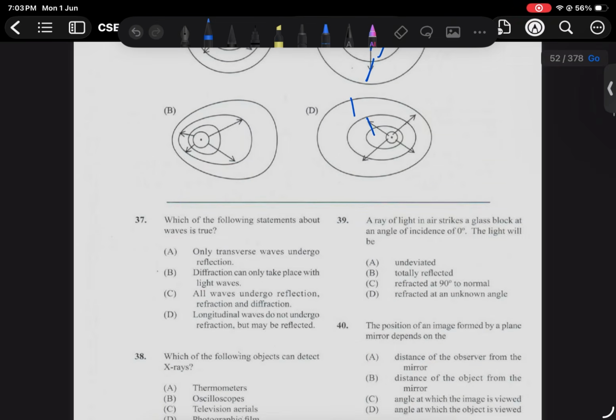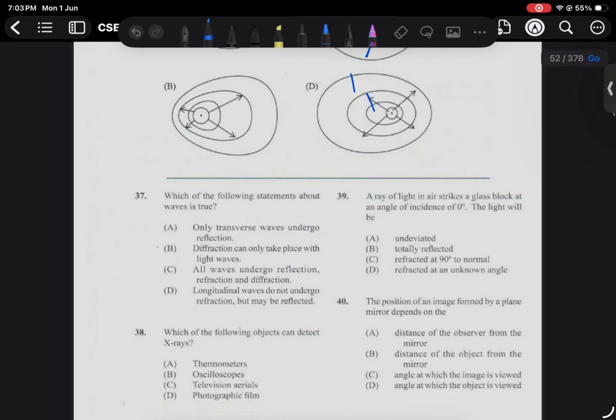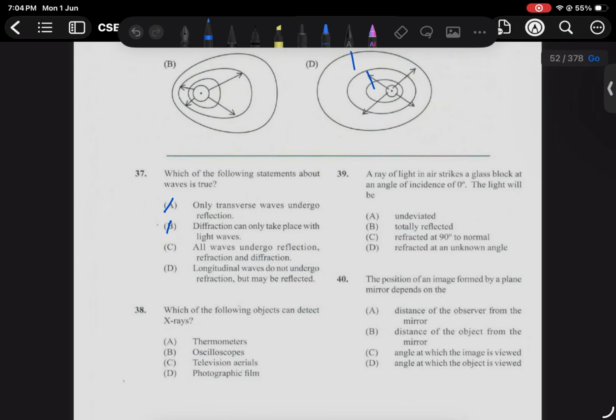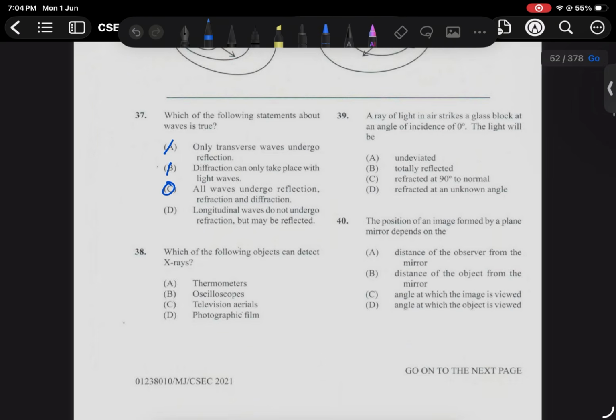So which of the following statements about waves is true? Only transverse waves undergo reflection? No, all waves do. Can only take place within light waves? No, all waves undergo. Yes. Which of the following objects can detect X-rays?